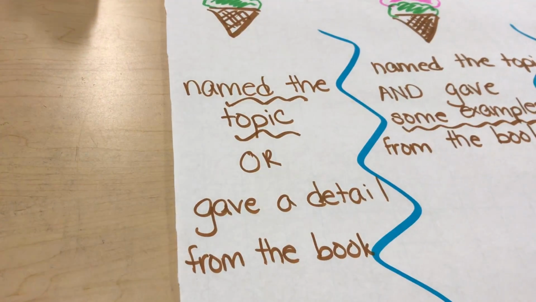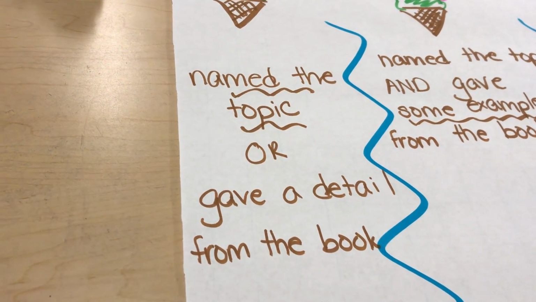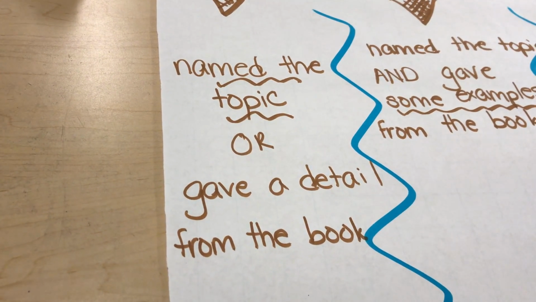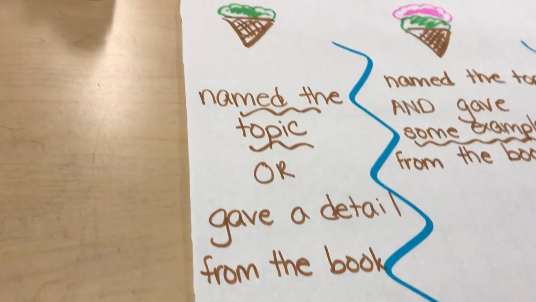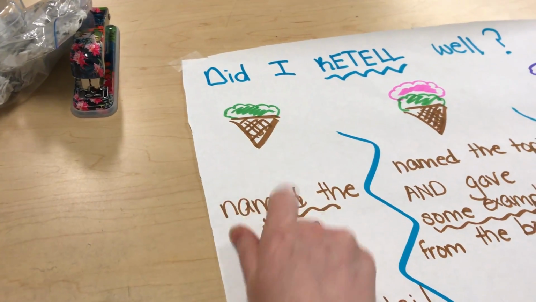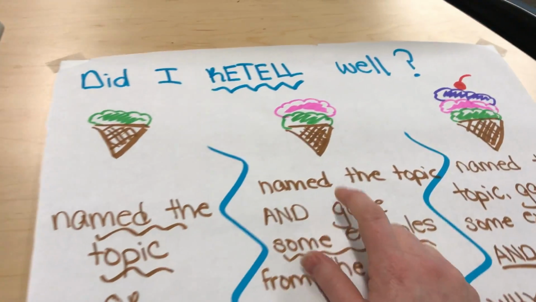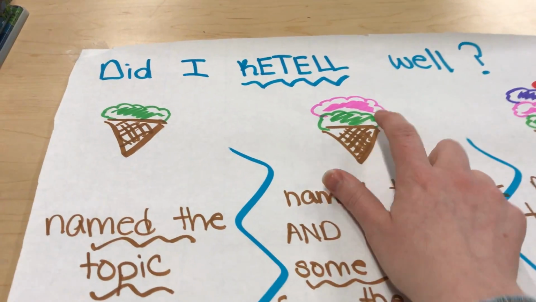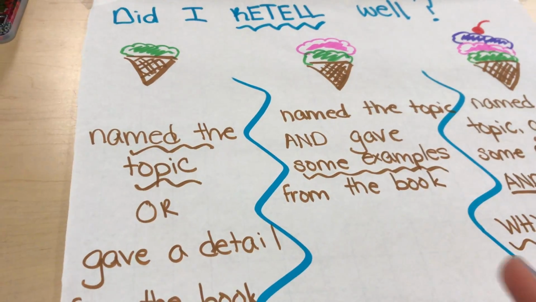Well, I name the topic. Or I might say, in this book I learned that monkeys play. Okay, so I give a detail from the book, but I don't retell everything that I've learned, so it's only a single scoop. When I retell in a double scoop, I give a little bit more.